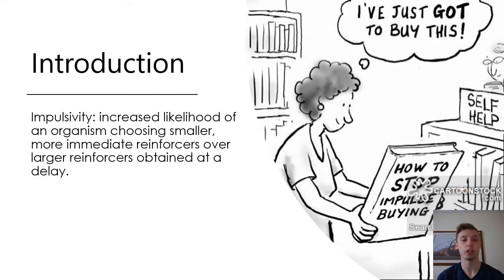So, introduction. Before we can start to understand discounting, we need to understand impulsivity. The simplest behavioral definition of impulsivity is the increased likelihood of an organism choosing smaller, more immediate reinforcers over larger reinforcers obtained at a delay. Or even you can look at probability. If the probability changes, still choosing that shorter, more for sure stimulus and consequence.